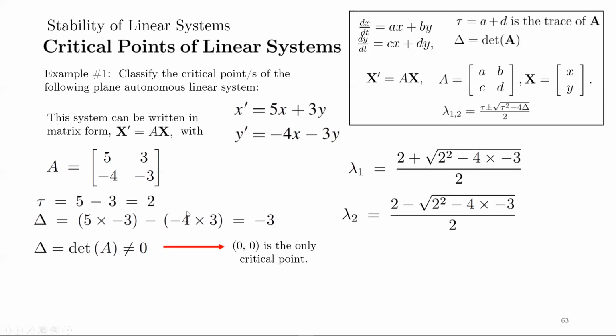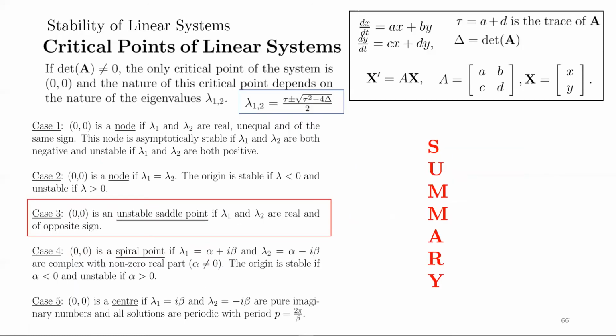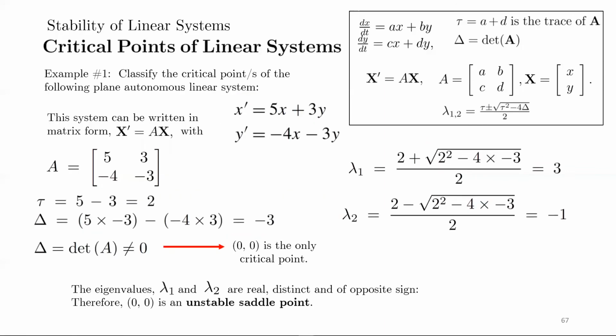I can write down the eigenvalues of my system: the trace plus or minus the square root of the trace squared minus 4 times the determinant, divided by 2. If I put these two calculations into my calculator, I get two real distinct eigenvalues of opposite sign. If you remember, if we go back to our summary slide, real distinct eigenvalues of opposite sign is case 3. So we have an unstable saddle point here because lambda 1 and lambda 2 are real, but of opposite sign.